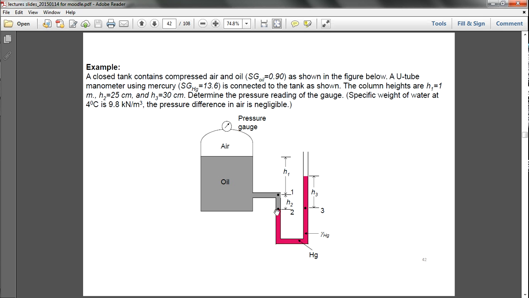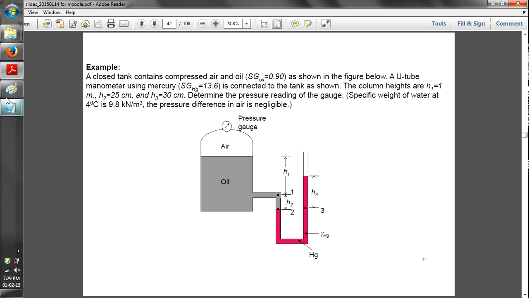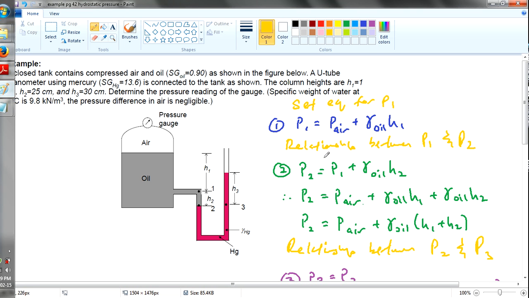Are there any other points? No, there are only 3 points, so I have found all 3 points. Now I have to make a relationship between them. My first approach is to find P1, which is this point over here.